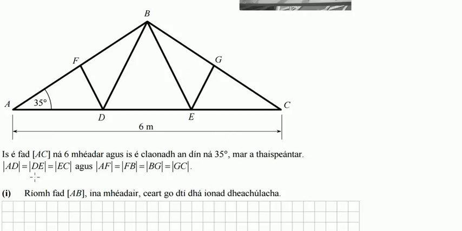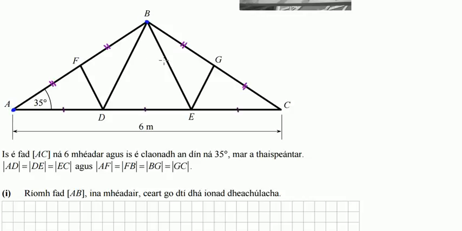The other information that we're given is that the measure of AD is equal to DE, which is equal to EC. So our 6 meters is divided up into 3 equal parts. We're then told that AF is equal to FB, is equal to BG, is equal to GC. The first part of the question asks us to find the length of AB.